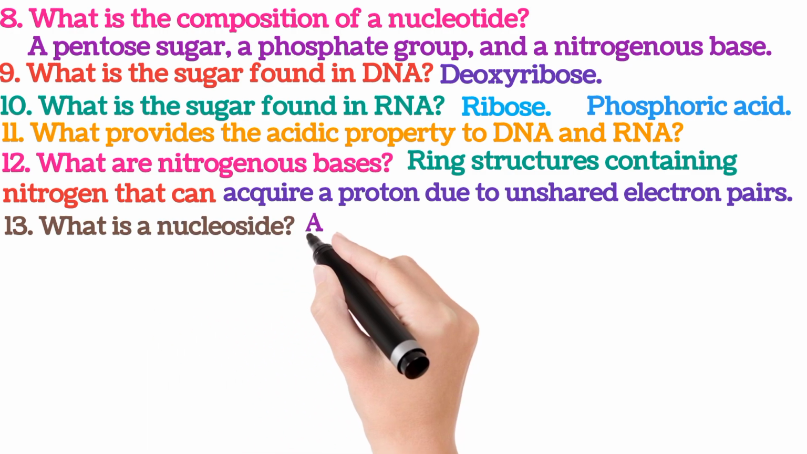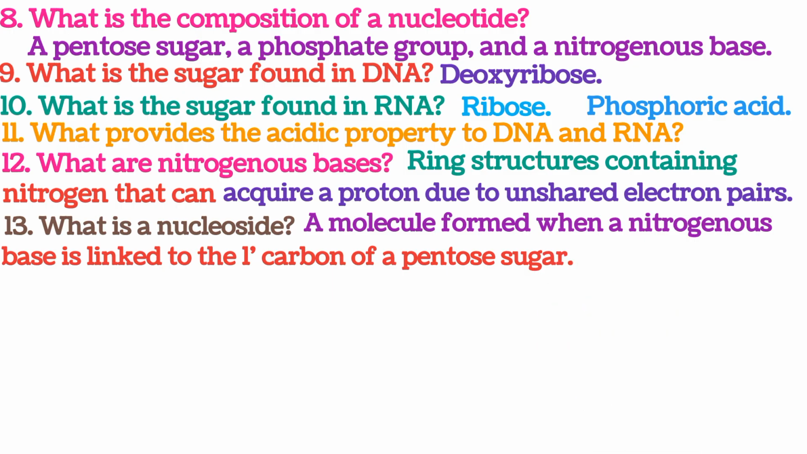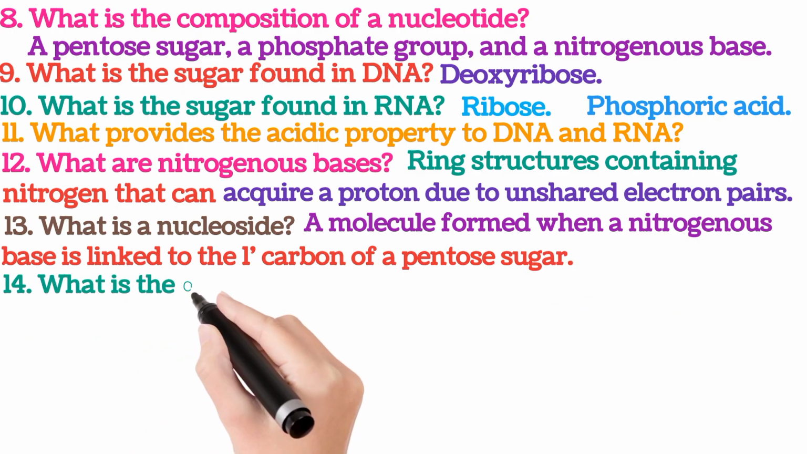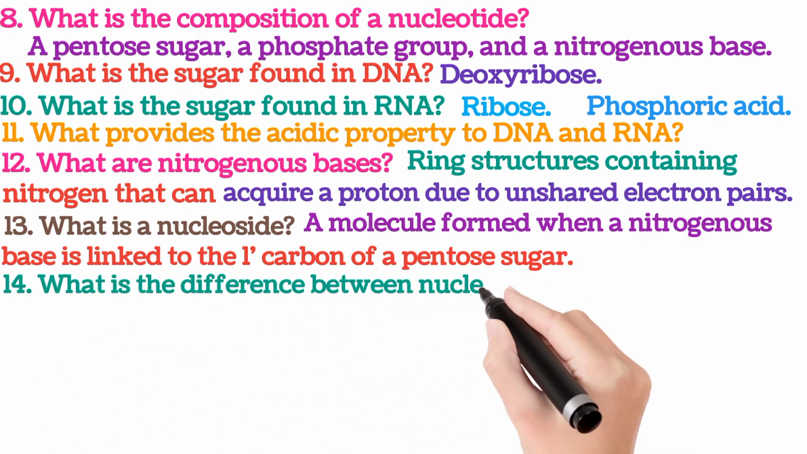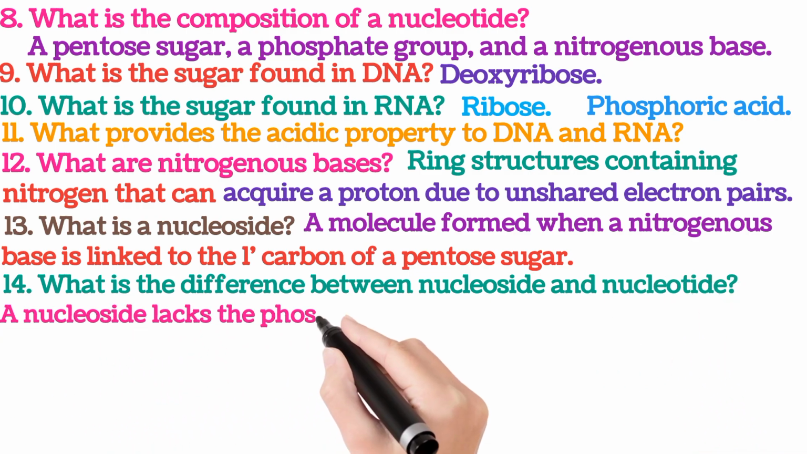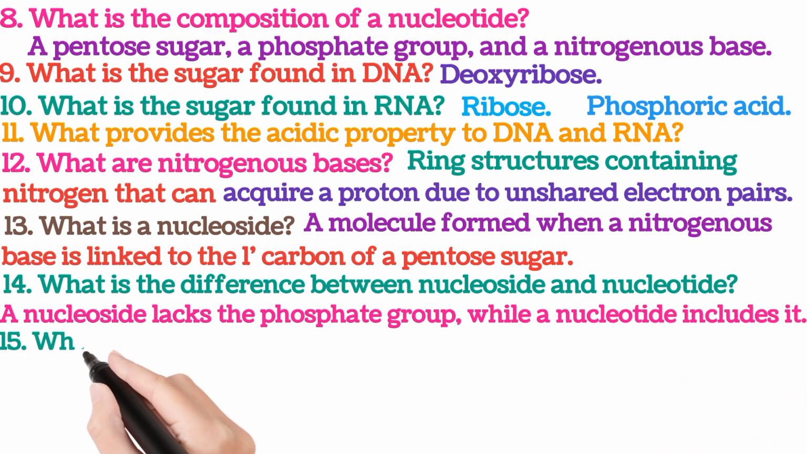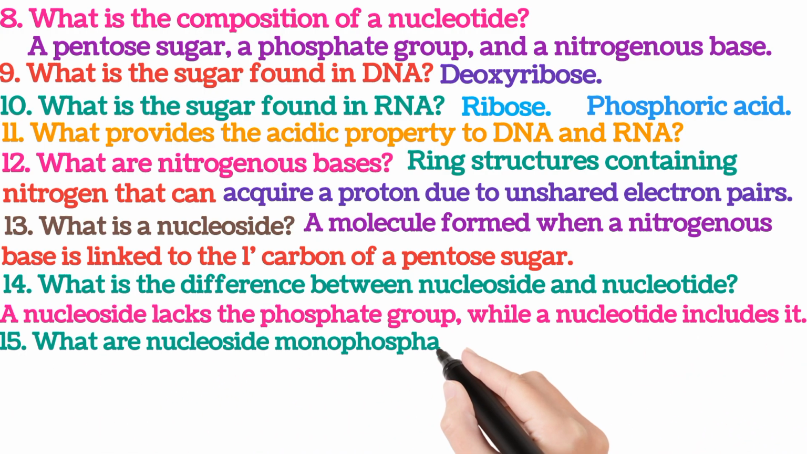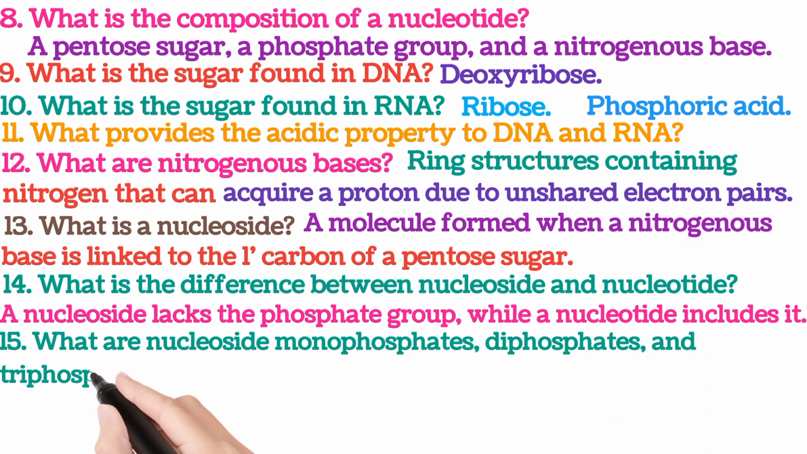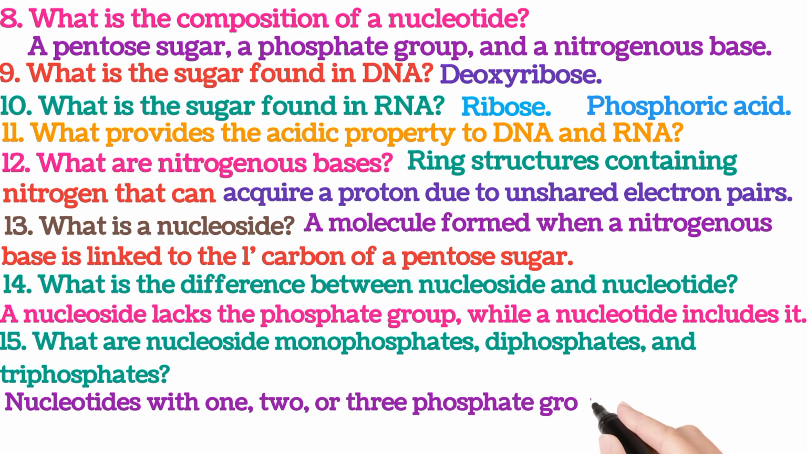13. What is a nucleoside? A molecule formed when a nitrogenous base is linked to the 1' carbon of a pentose sugar. 14. What is the difference between nucleoside and nucleotide? A nucleoside lacks the phosphate group, while a nucleotide includes it. 15. What are nucleoside monophosphates, diphosphates, and triphosphates? Nucleotides with 1, 2, or 3 phosphate groups, respectively.